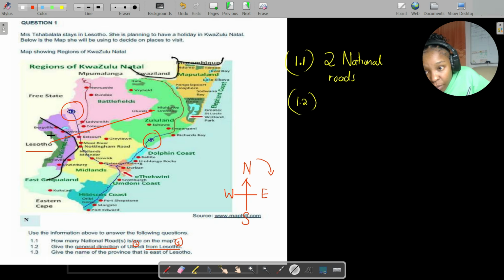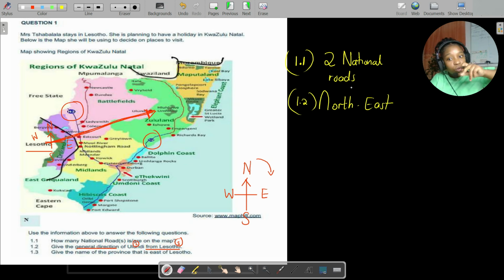So if you're starting from Lesotho, remember, you can just draw your compass there at the top. This is Naughty Elephant sprays water. So what do we see? We said, okay, the general direction. If you're going from Lesotho to Ulundi, it's in between north and east. I'm sorry if you can't see this properly. It's in between north and east, so it's just going to be northeast. You're starting from Lesotho to Ulundi, so the general direction will be northeast.